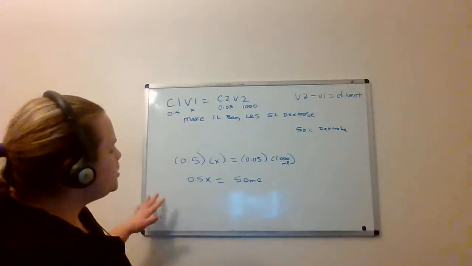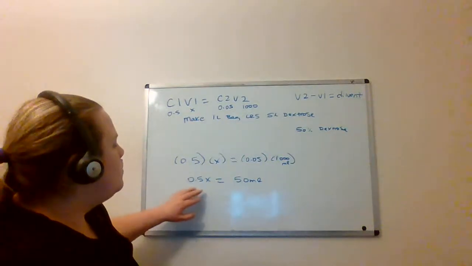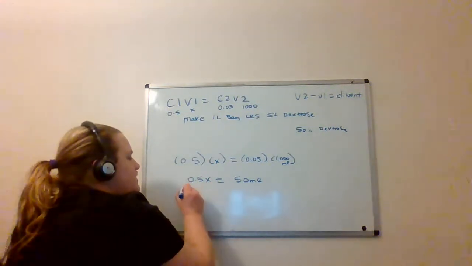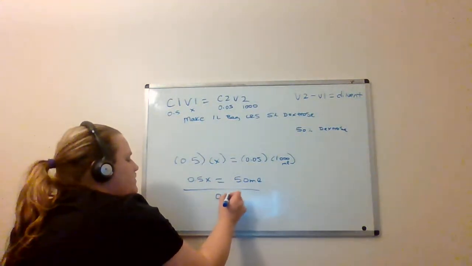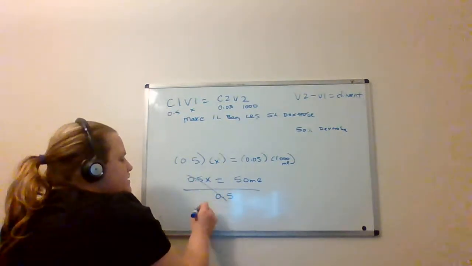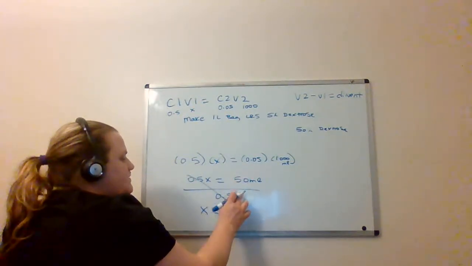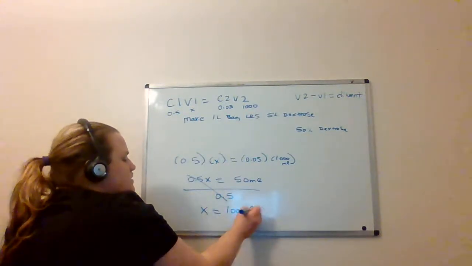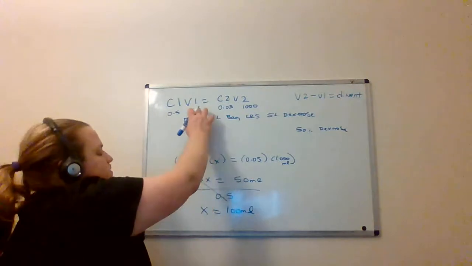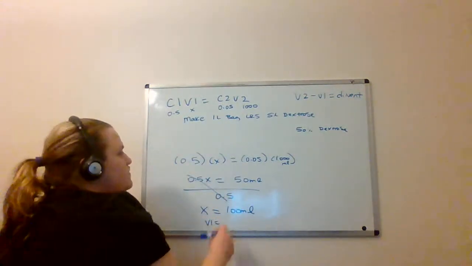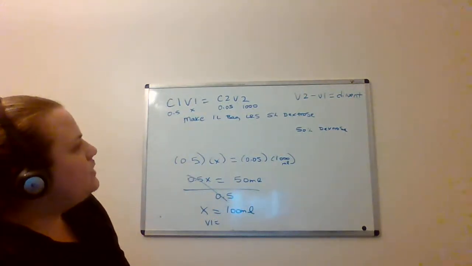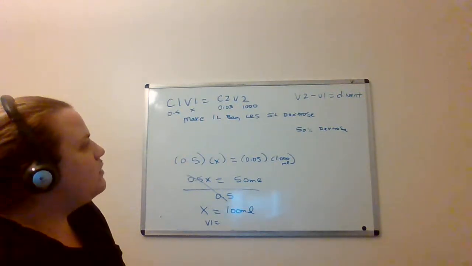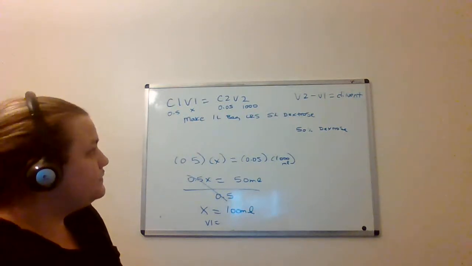Now this is the only kind of tricky part, is remembering what you do from here. We want to isolate x, so we're going to divide both sides by 0.5. And that gets rid of this, so we have x equals 50 divided by 0.5, or 100 mLs. So x, which remember was V1. So what did we just answer? We answered that we need 100 mLs of 50% dextrose to make our 5% solution in a 1 liter bag.